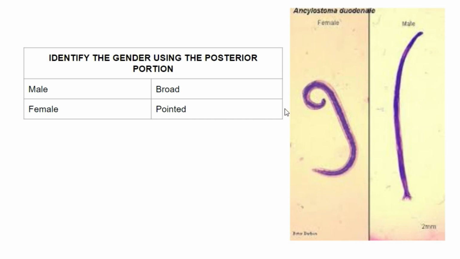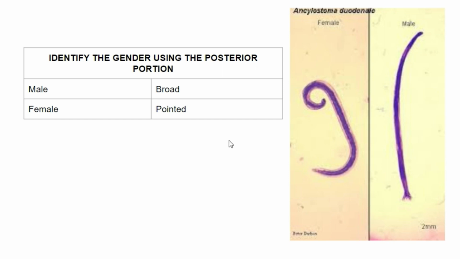And then we can also identify the gender of our hookworm using the posterior portion naman. Again, we can identify the gender of our hookworms using the posterior portion. For the male, they are commonly broad. So, malapad yung kanilang anterior portion like this. So, derecho and then malapad. While for the female, commonly the posterior portion is pointed like this naman po. So, kung ito malapad, si female po, they have this pointed na posterior portion.